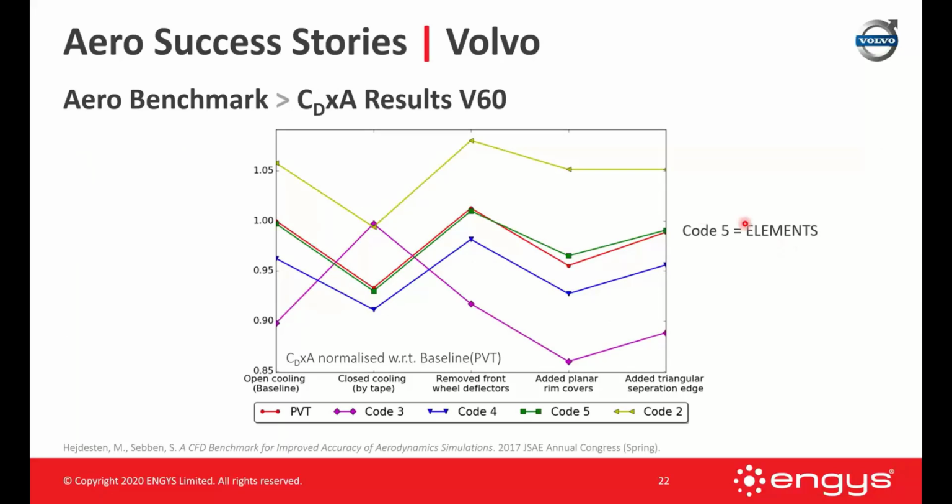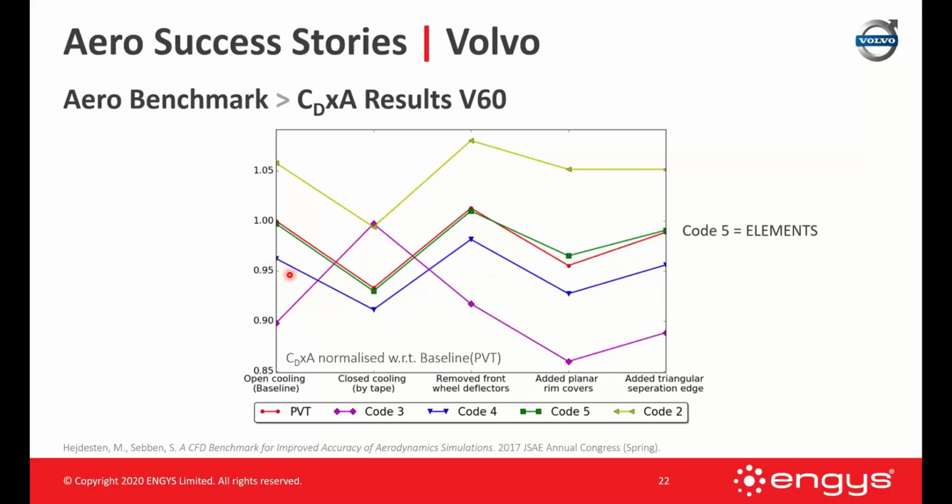So if you look right here, the red line is the experimental results, and these have all been normalized with respect to the baseline being this point right here. So open cooling baseline, this red line, and elements is actually this green line, code 5. So we see that for CDA results for a V60, for the different configurations of open cooling, closed cooling, removing the front wheel deflector, etc., we see the magnitude and the direction of each one of these changes is very accurately predicted with elements.